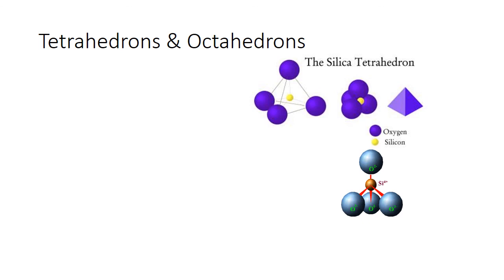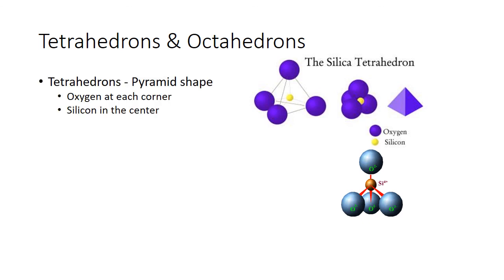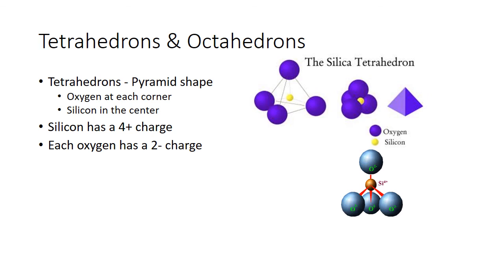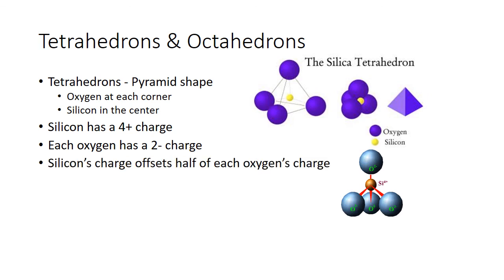A silicon tetrahedron, tetrahedrons are pyramid shapes, and a silicon tetrahedron has oxygens at each of the four corners and a silicon at the center. That silicon has a 4+ charge, and oxygens have a 2- charge. And so having one silicon at the center and one oxygen at each corner, there is one charge of each oxygen that's offset by the silicon at the center.